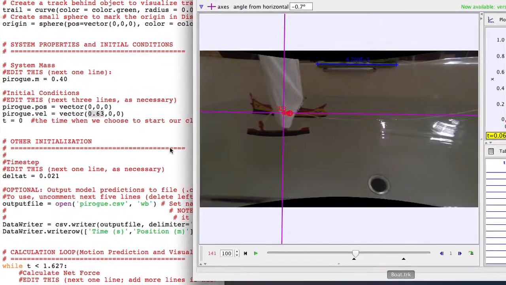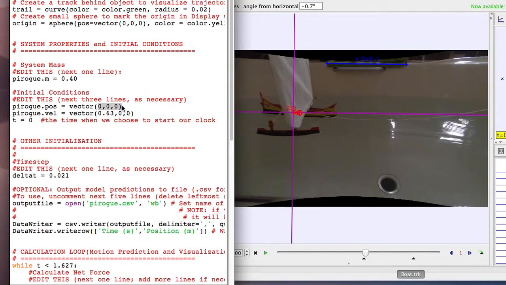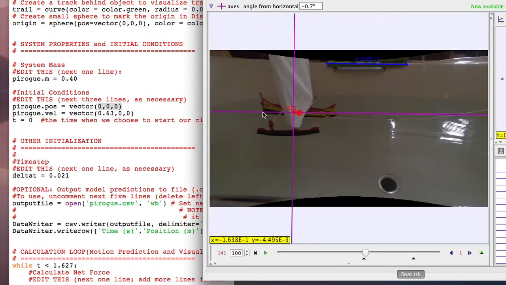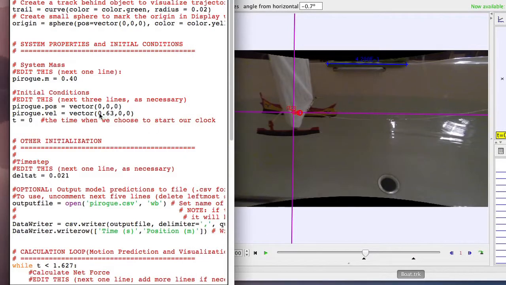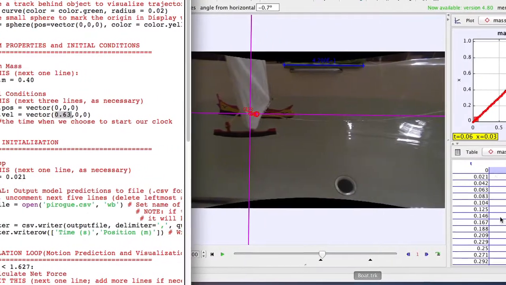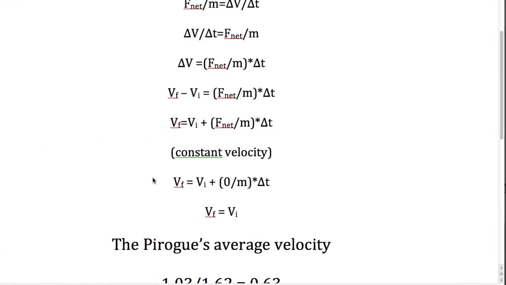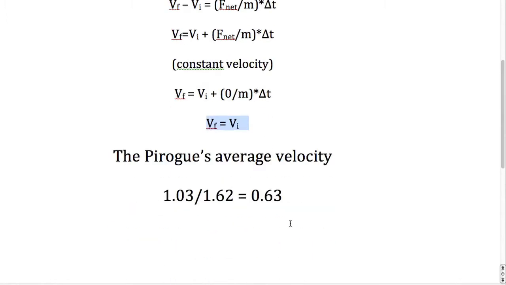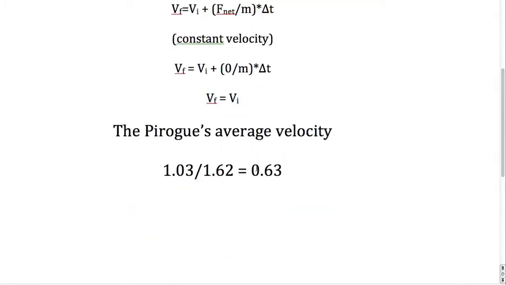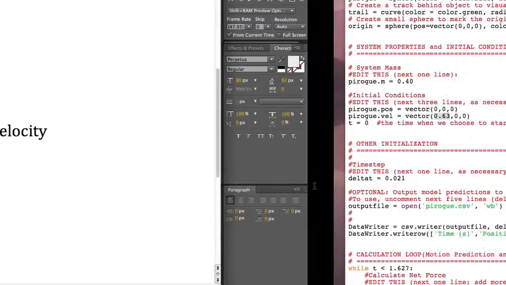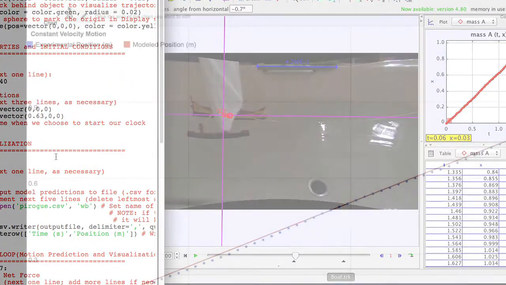I've taken the initial position 0, 0, 0 based on the axis that I created in Tracker, and the initial velocity 0.63 is based on the average velocity from time 0 to 1 second and 627 thousandths of a second. I chose to do this because the initial velocity and final velocity should be equal, so I decided to make the average velocity equal out to 0.63 for the Python script.